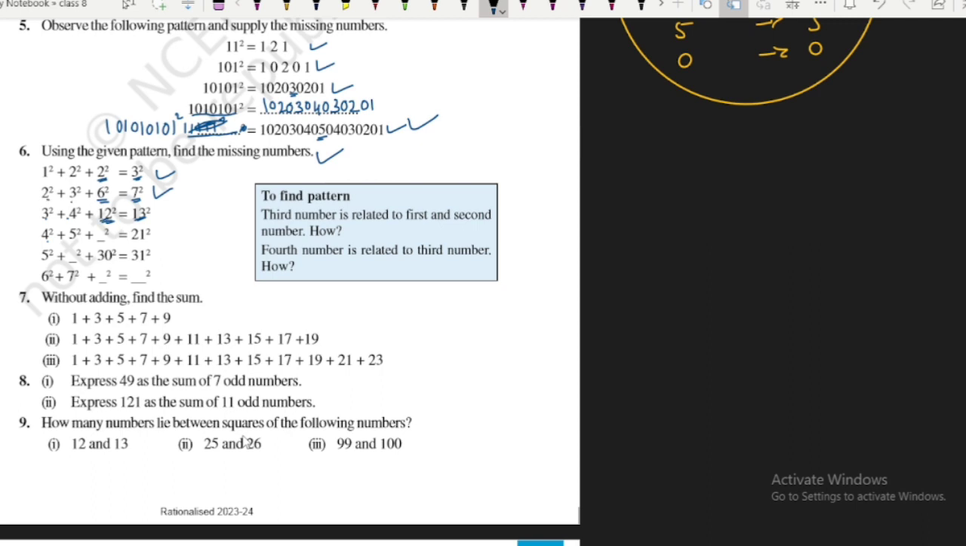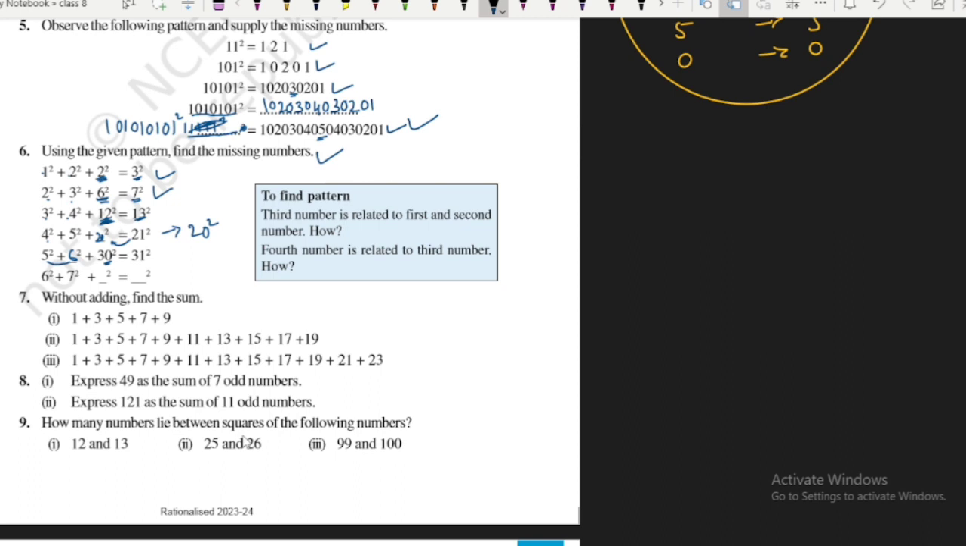2 into 3 is 6. 1 into 2 is 2. In the same way we are going to write here. So this answer depends on this one. Here 21 is there, it will be 20 square. Fill in the blanks. Then here, 4 fives are 20. Similarly here 30 is there, 5 into 6, so it will be 6 square here.